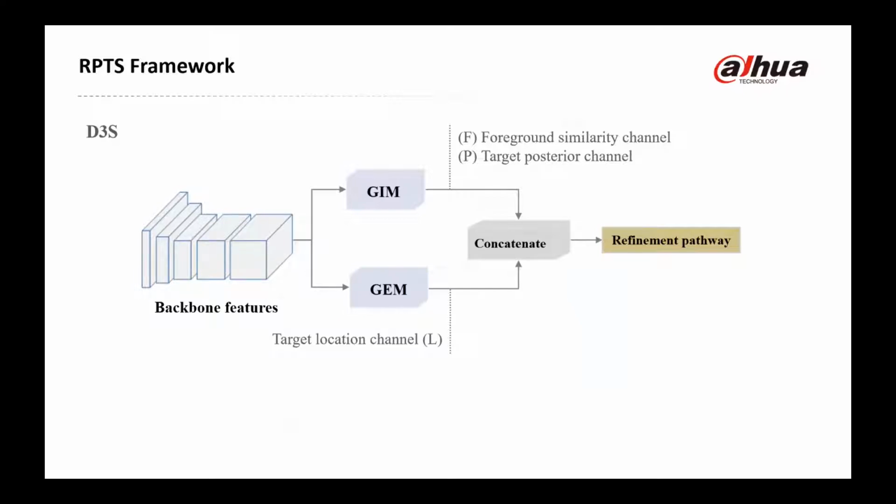The first one is named GIM, in which backbone features are matched to the foreground-background model to obtain the target and background similarity channels. The second one is named GEM, which is responsible for target localization with DCF. Finally, the refinement pathway combines the GIM and GEM outputs to obtain a detailed segmentation map.